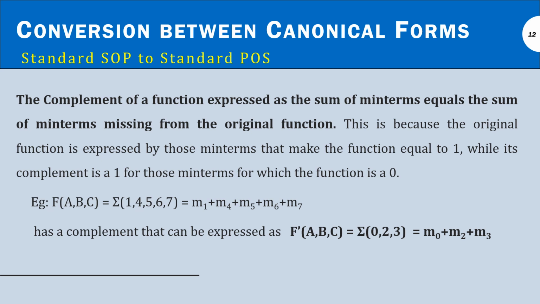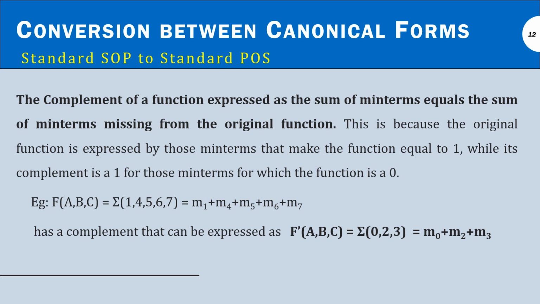Okay, so the original f will be having 1, 4, 5, 6, 7. So it is not having the terms 0, 2 and 3. So its complement will be having the missing terms 0, 2, 3. This is because the original function is expressed by those minterms that make the function equal to 1, while its complement is a 1 for those minterms for which the function is a 0.